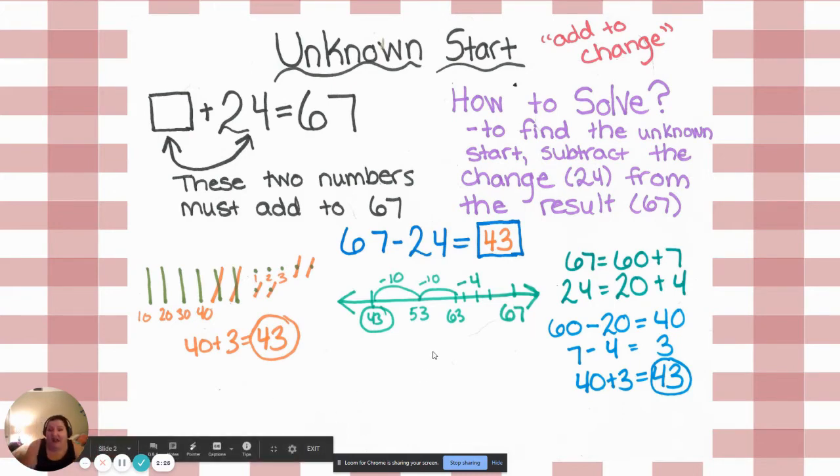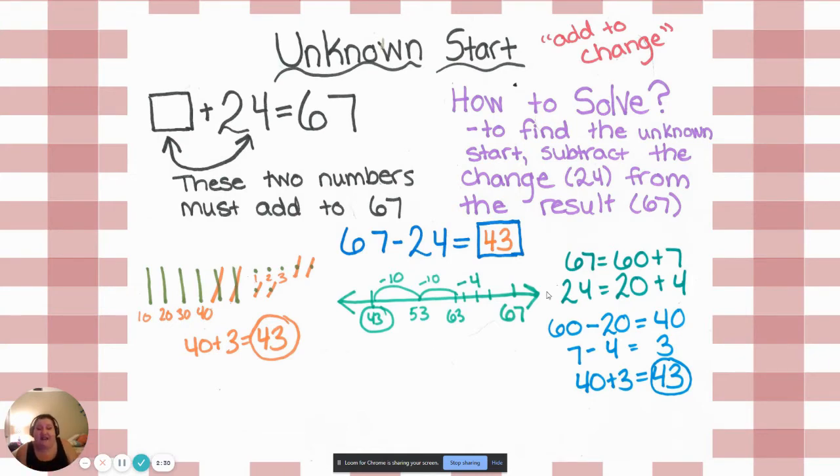The next way I solved this is with a number line. I started at 67. Then I subtracted 4 because there's 24, that's 4 1s. So I subtracted 4, I got to 63. Then I subtracted 20 because there are 2 10s here, that's 20. So 63 and 10 less is 53. 53 and 10 less is 43. And so once again, I got the unknown answer of 43.